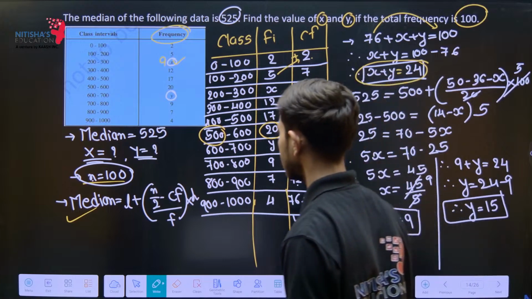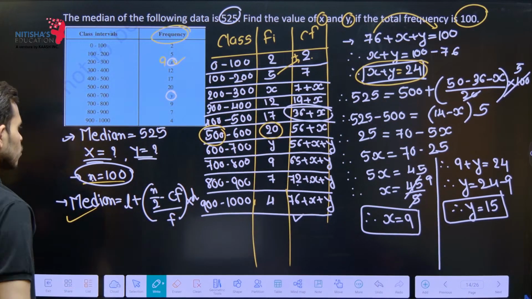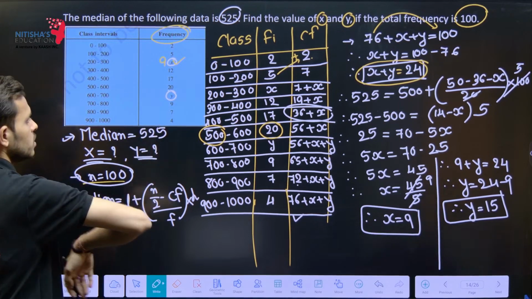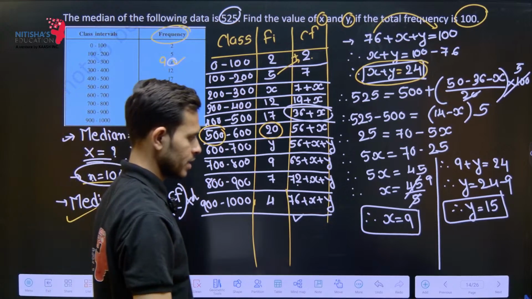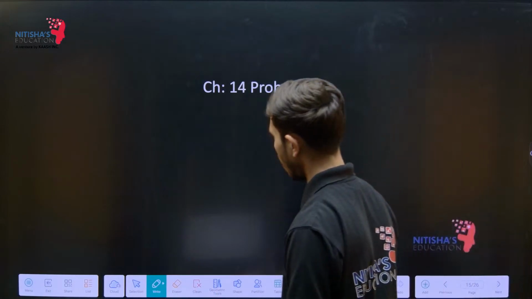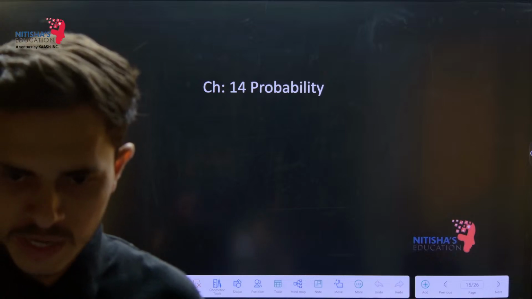In your examination, here we have been provided with the median. They can give you mode or mean, and there is one unknown frequency. So in the same way you can find that. So we have covered all the topics of chapter number 13, which is mean, mode and median.